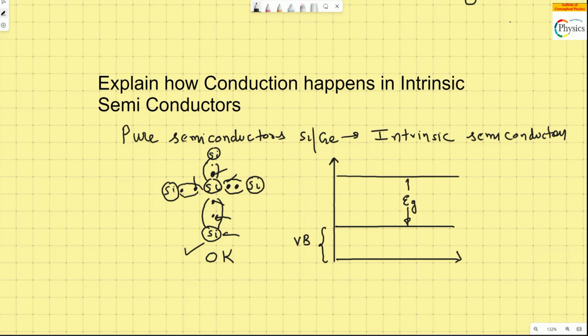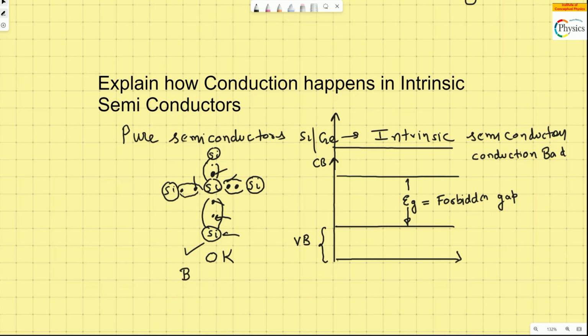Then there is another band of energy, which is the conduction band. Let me complete the diagram. This is your conduction band, also known as CB. And this is the forbidden gap. Now, most of the electrons which you see in this diagram, you see this bond diagram, right?